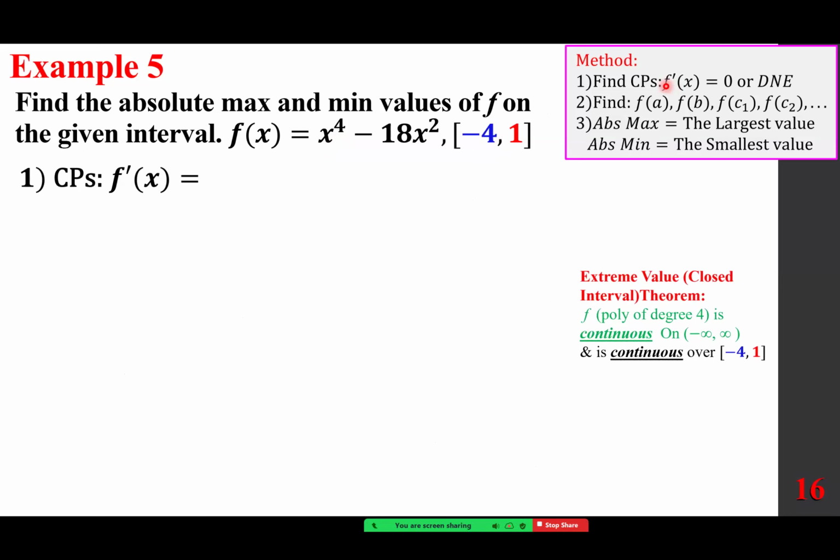f prime is 4x cubed minus 18x squared minus 36x. Since we want to set this equal to 0, we are going to factor. We factor the 4x out, we get x squared minus 9. X squared minus 9 itself can be factored into x plus 3 times x minus 3. So we get 4x times x plus 3 times x minus 3.